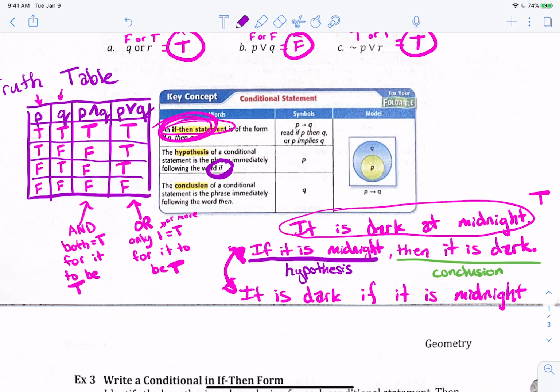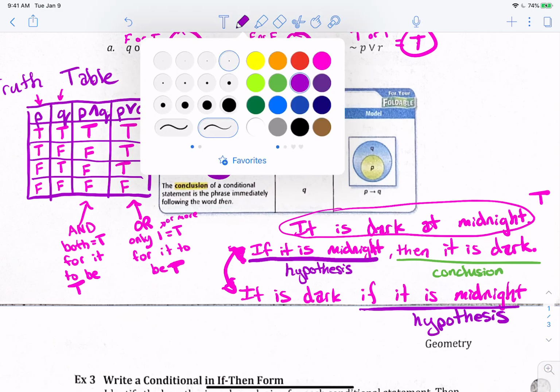I agree. But sometimes they will word it like this. Which one is the hypothesis? It's the bottom one. Anything after the if part: if it is midnight. The misconception is everybody thinks the conclusion comes second. In this case, the conclusion is actually the first part, right?